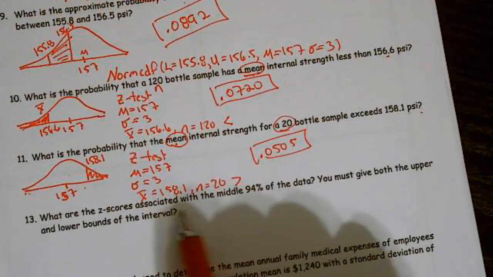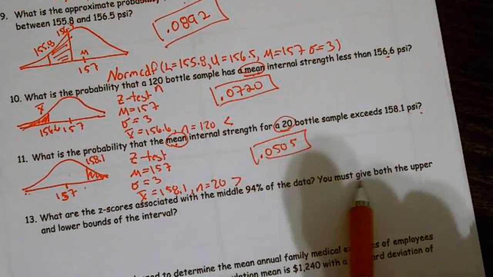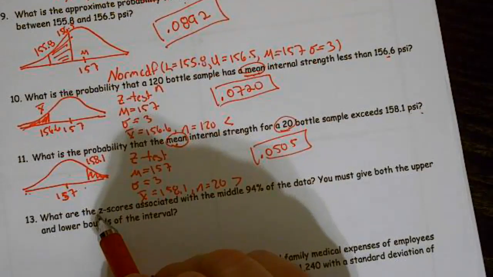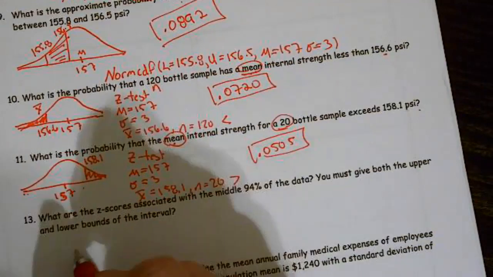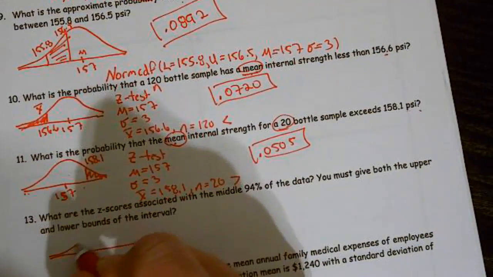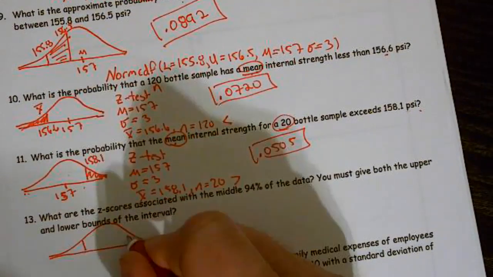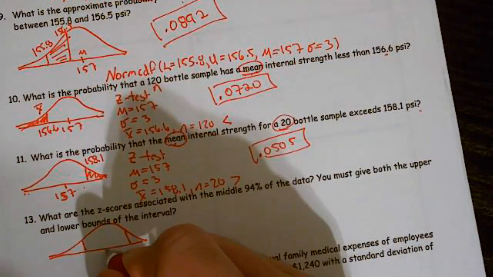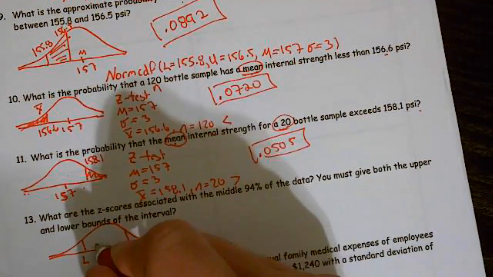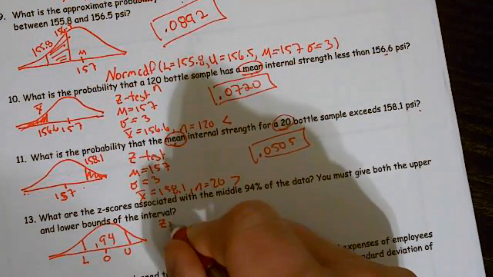What are the z-scores associated with the middle 94% of the data? You must give both the upper and lower bounds of the interval. All right, so they're asking for a z-score. With a z-score, all z-scores have a mean of 0 and a standard deviation of 1. So we know we're going to be centered on 0, and we're going to have a lower and an upper, and we need 0.94. So I can go to z-interval.